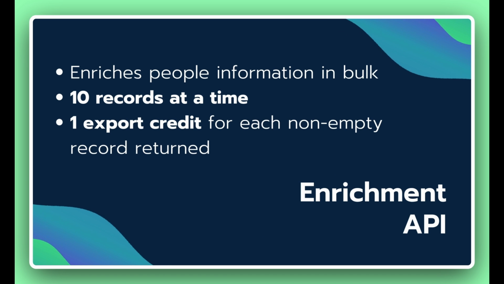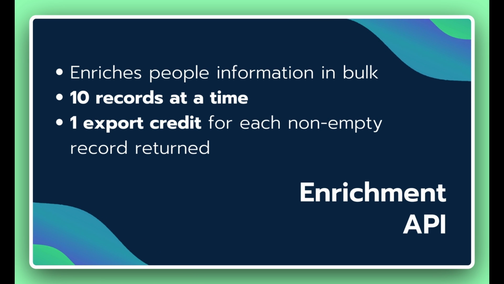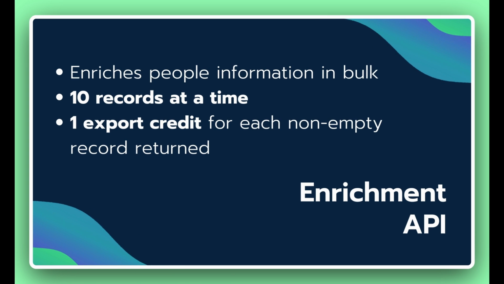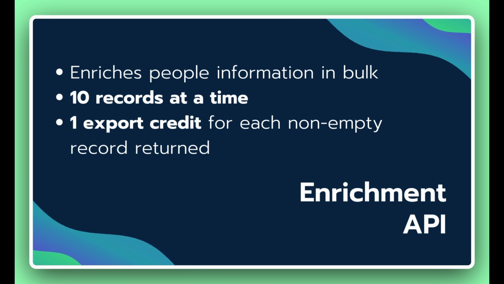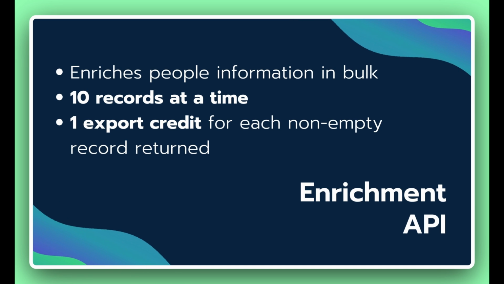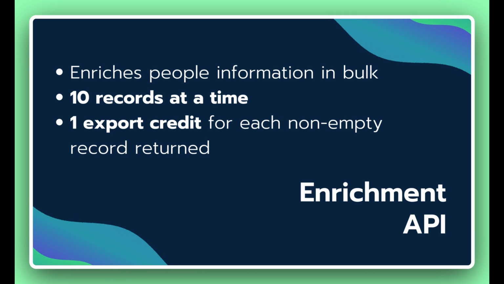The Enrichment API. The Enrichment API allows you to enrich people information in bulk. You can enrich 10 records at a time, and you have 1 export credit for each non-empty record returned. So this allows you to get information like email and mobile information from a contact.